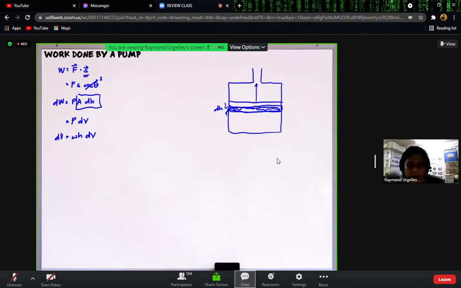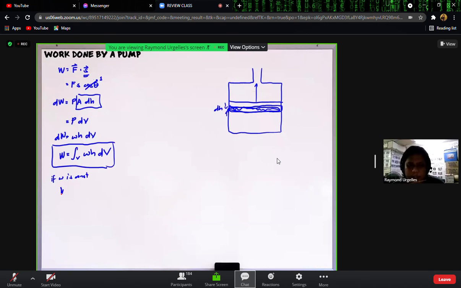Again, we know the pressure is omega H, so omega H dV, and this is our dW. Therefore, the work done is just the integral over the volume of omega H dV. So we can see it is the same as the fluid force. The only difference is that we use volume instead of the area.